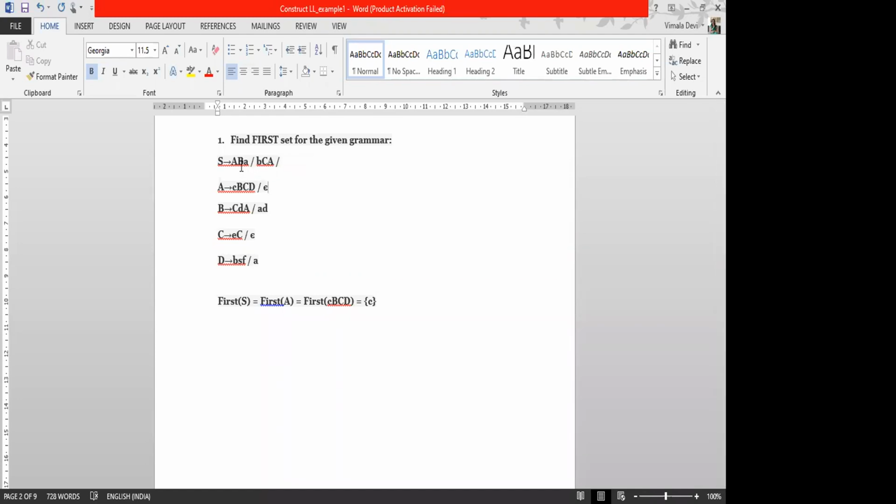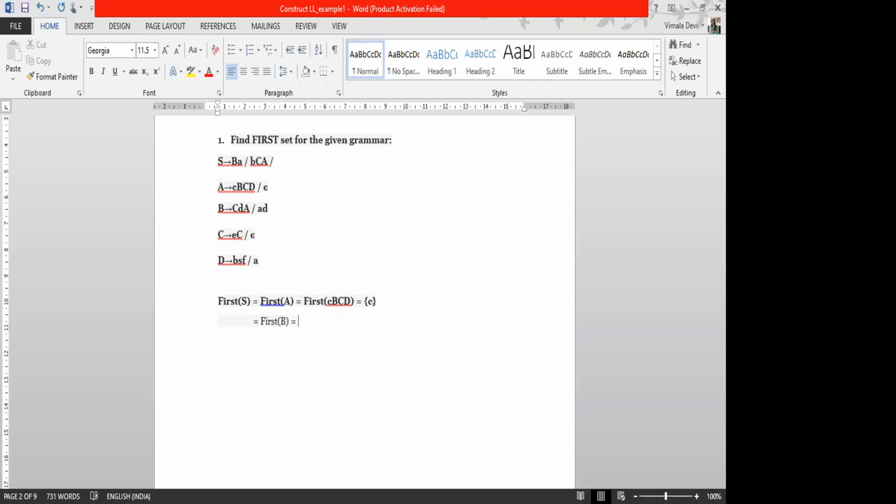So what do we need to do? Replace this A by epsilon now. Replace this A by epsilon. If you replace this A by epsilon, what is first of S? First of S is nothing but first of B. So first of B. So what is first of B?